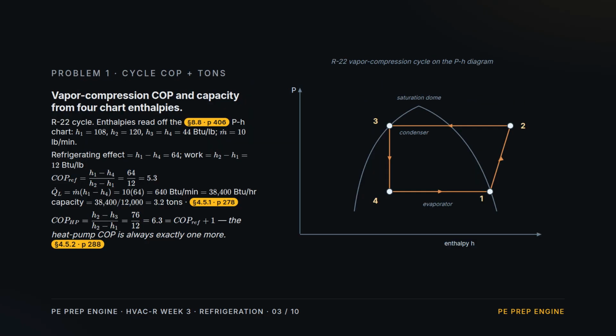Problem 1. The vapor compression cycle. Read the 4 state enthalpies off the pH chart. The refrigerating effect is h1 minus h4, 64 BTU per pound. The compressor work is h2 minus h1, 12. COP of refrigeration is 64 over 12, about 5.3. The heat absorbed is mass flow times refrigerating effect, 38,400 BTU per hour, and dividing by 12,000 gives 3.2 tons.